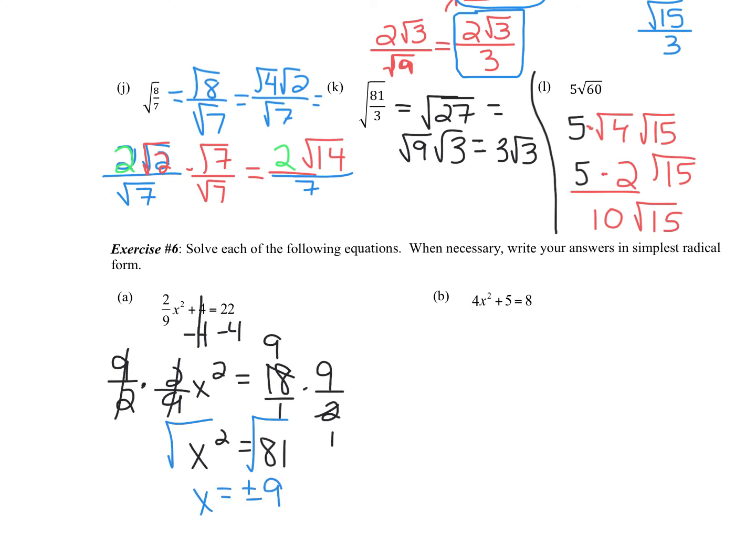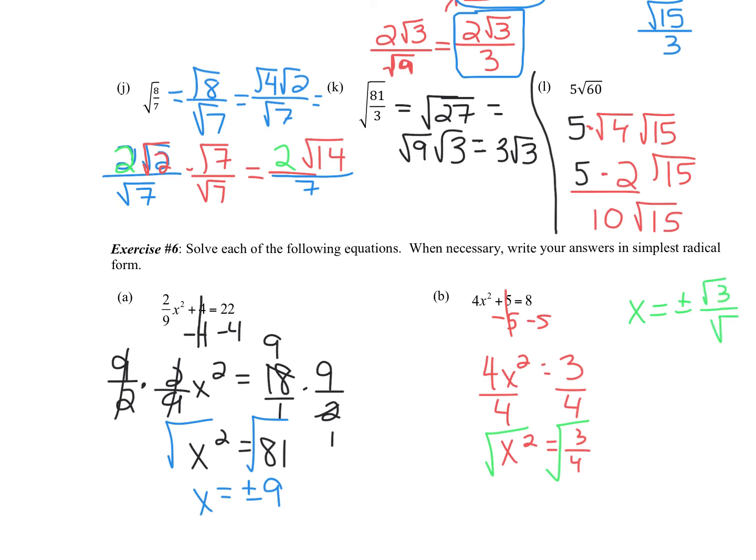Looking at the next one, I can subtract 5 and divide by 4. So now I'm going to take a square root. So here's my fraction situation. So I get x equals, don't forget your plus or minus, the square root of 3 over the square root of 4. We distribute that square root over division. So this is radical 3 over 2 for that one. There's no radical in the denominator, so I don't have to go further with that.